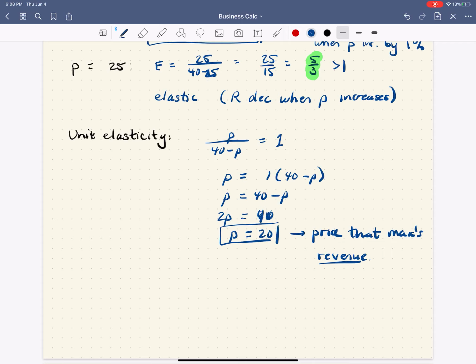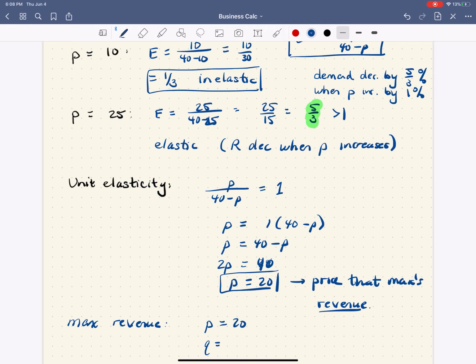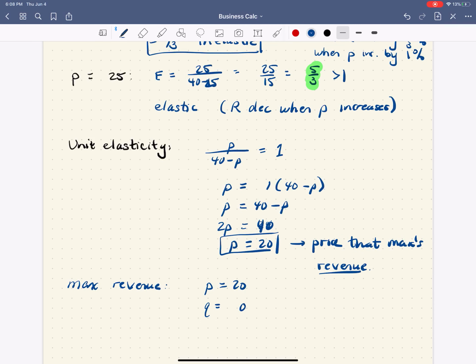Another thing we could find, we do have all the pieces to do this. What is the maximum revenue? Well, we know the price is 20, and we also know the quantity because the quantity was given as 80 minus 2P. And that was like 40. So the max revenue is $800.